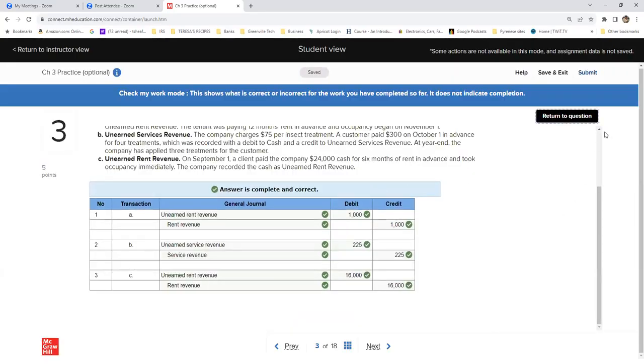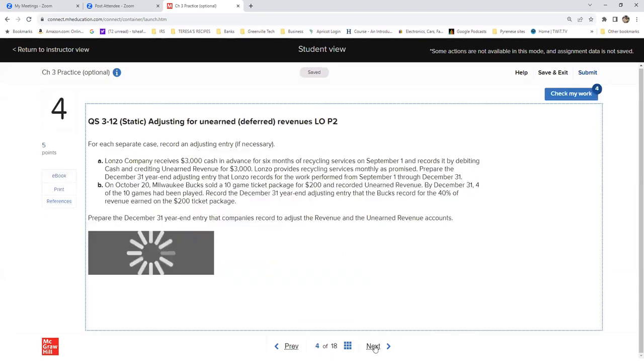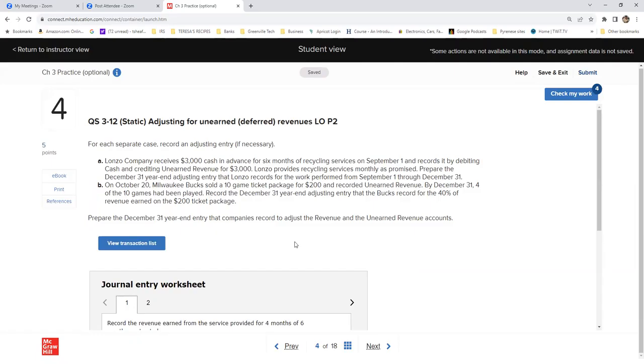And we got it all correct. Okay. Next one, problem number 4. For each case, record the adjusting entry again.